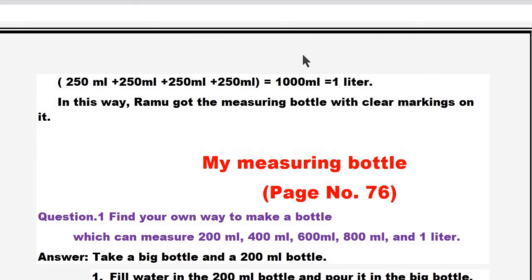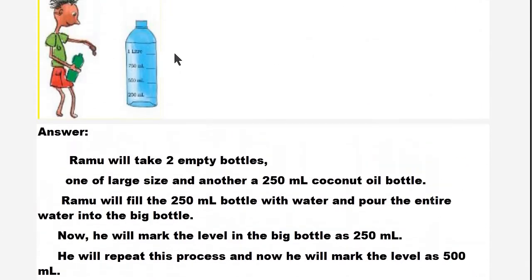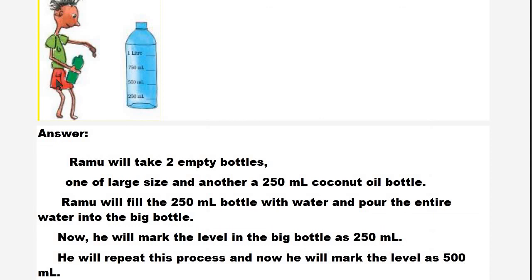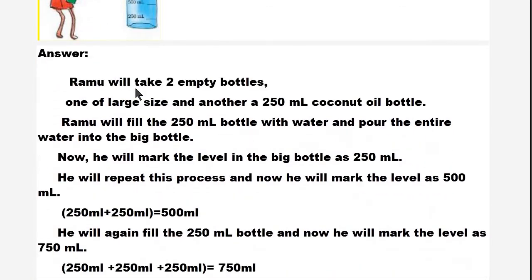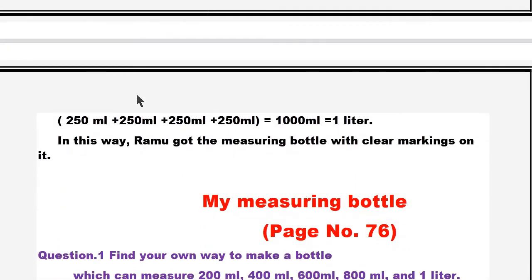This way Ramu prepared a 1 liter bottle with the help of the 250 ml coconut oil bottle, because Ramu knows that this bottle's measurement is 250. So 4 times he poured into the big bottle and made the marks 250, 500, 750 and 1 liter. And this way he prepared the 1 liter water bottle. So our explanation up to here is over. You revise this once again. Thank you very much.